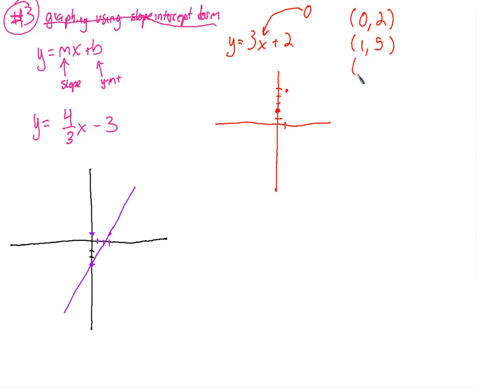Okay, let's go to 2. Going to get it 2. So 2 times 3 is 6 plus 2 is 8. So we go over to x is 2 and I go up to 8. Well, notice I go from 5 to 6, 7, 8. That's just up 3 from that last y value. Right. Let's even go to negative 1. Negative 1. 3 times negative 1 is negative 3. Negative 3 plus 2 is negative 1. Negative 1, negative 1. Okay, so I go from x is 0 to x is negative 1. And I go down to negative 1. Notice that's 1, 2, 3 down from this y value.